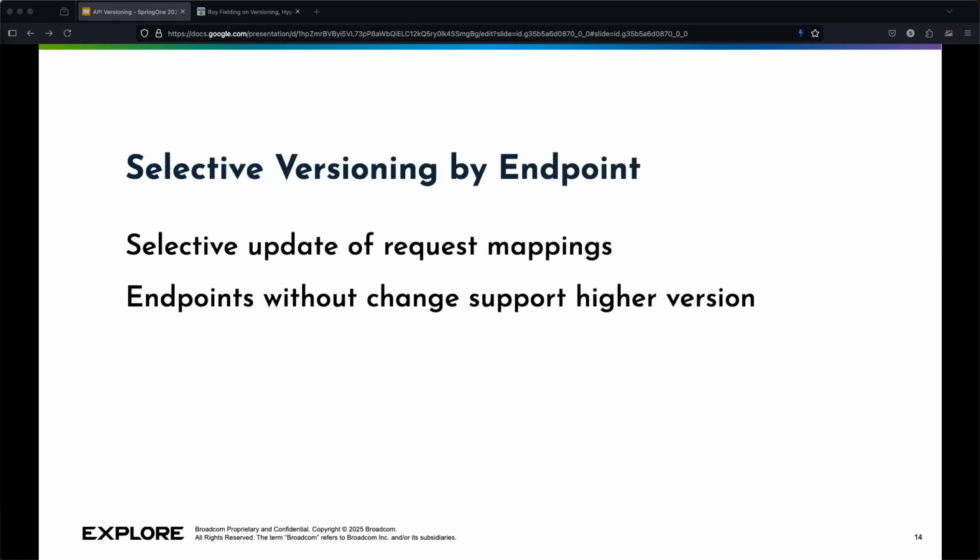So we want the ability to do selective versioning by endpoint. As we go, we might decide, hey, you know what, this just isn't working out the way this field is. We want to send the full name, just maybe not the first name and last name. We've evolved beyond that.